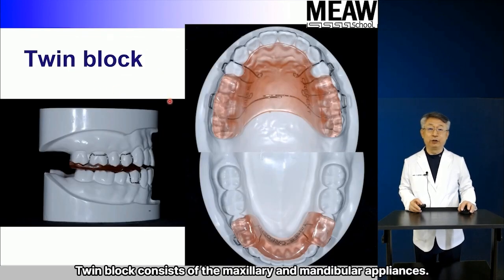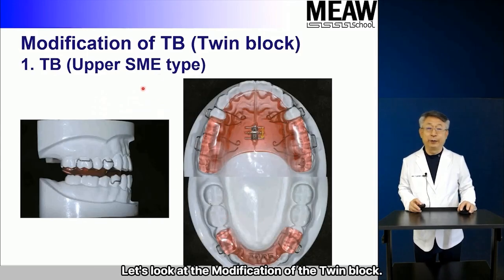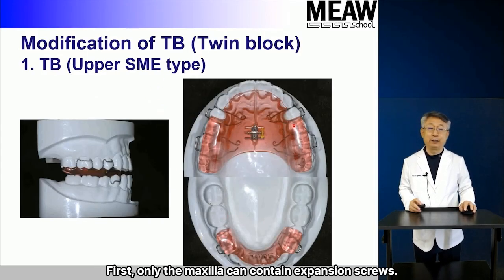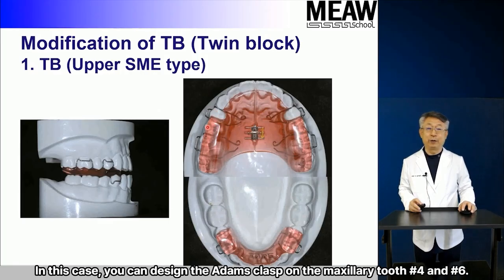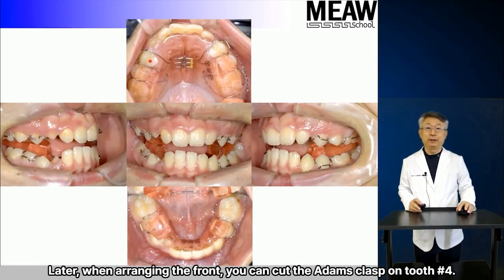Twin block consists of the maxillary and mandibular appliances. Let's look at the modification of the twin block. First, only the maxilla can contain expansion screws. In this case, you can design the Adams clasp on the maxillary tooth number 4 in tersex. Later, when arranging the front, you can cut the Adams clasp on tooth number 4.